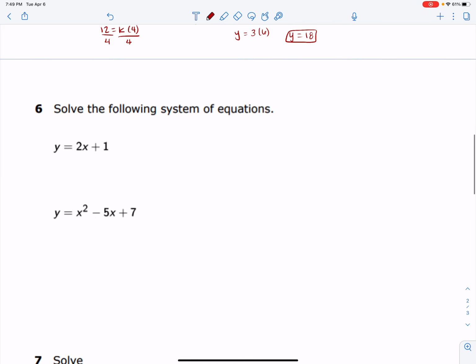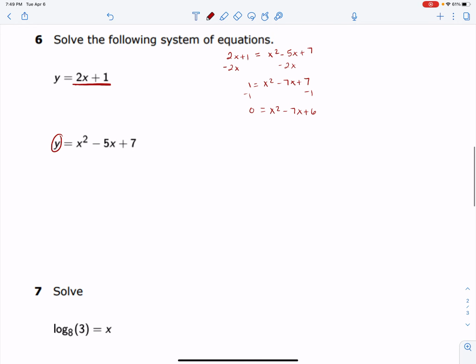All right. If we're going to solve the system, we're going to use substitution. So if I know y is equal to all of this, I can put it in place of this y. So 2x + 1 = x^2 - 5x + 7. We're going to move everything to one side. Oops, my bad. 0 = x^2 - 7x + 6. So if I factor that, it factors into (x - 6)(x - 1). Solve them.